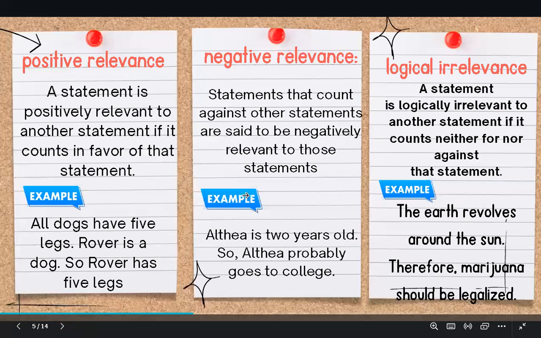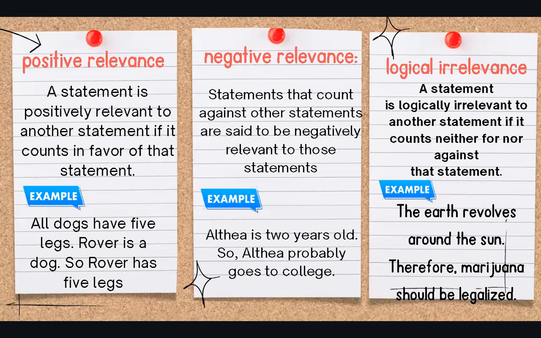Positive relevance: a statement is positively relevant to another statement if it counts in favor of that statement. For example, all dogs have 5 legs. Rover is a dog, so Rover has 5 legs. That's positive relevance. When it comes to negative relevance, statements that count against another statement are said to be negatively relevant. For example, Alti is 2 years old, so Alti probably goes to college. And logical irrelevance: a statement is logically irrelevant to another statement if it counts neither for nor against that statement. The earth revolves around the sun, therefore marijuana should be legalized.